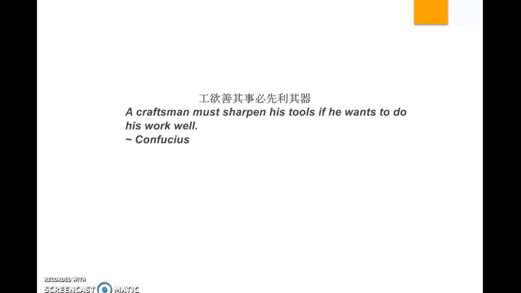And there is a quote from Confucius: a craftsman must sharpen his tools if he wants to do his work well. So you have to sharpen your tools with the language.